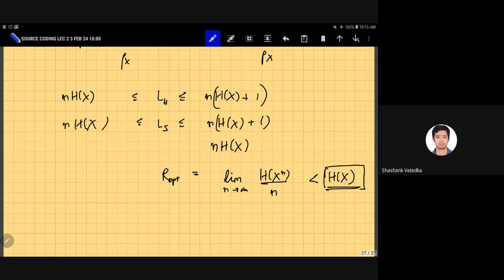But in general, if the source has memory, then the rate that you can achieve is strictly less than this. However, just to repeat, you can always use the Shannon code or the Huffman code or arithmetic codes for any kind of source sequence. It will still give you some rate of compression.